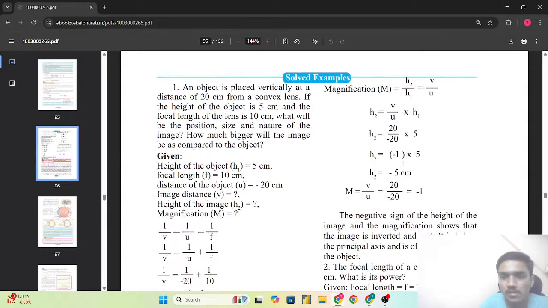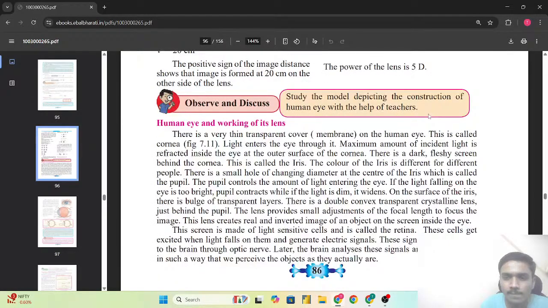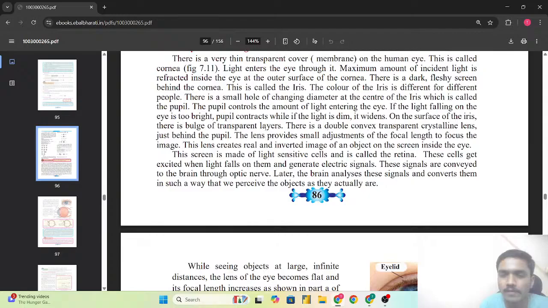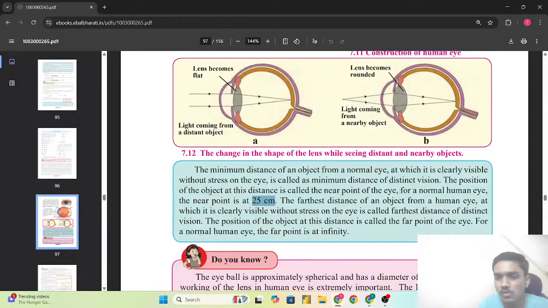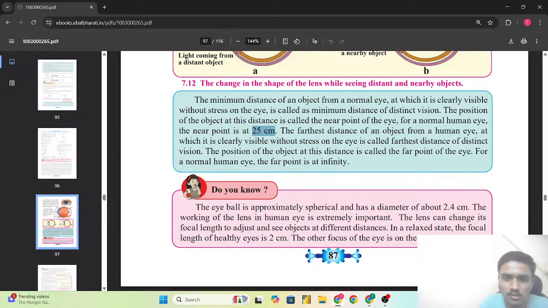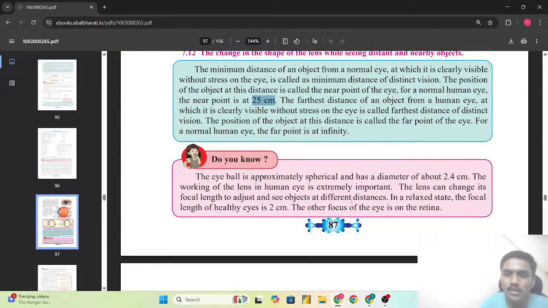Next, we have seen the magnification formula h2/h1 is equal to v upon u. Then we have also seen about the human eye and the working of its lens along with the diagrams and how the image is formed on the retina. Also, we have seen the distance of the distinct vision and the farthest distance of the distinct vision. We have also seen that the eyeball is approximately spherical, और diameter that is 2.4 centimeter, and in the relaxed state the focal length of the healthy eye is 2 centimeter.